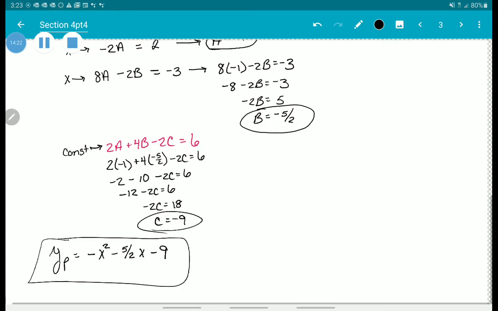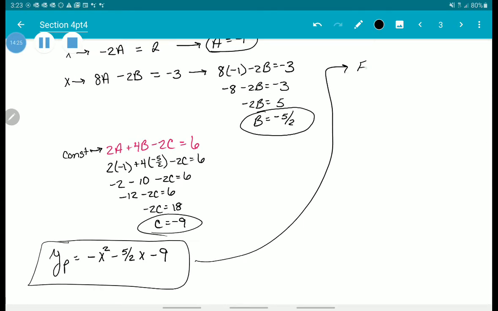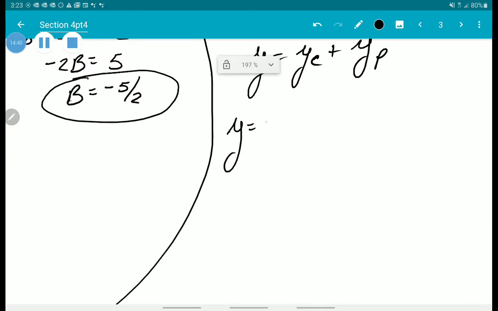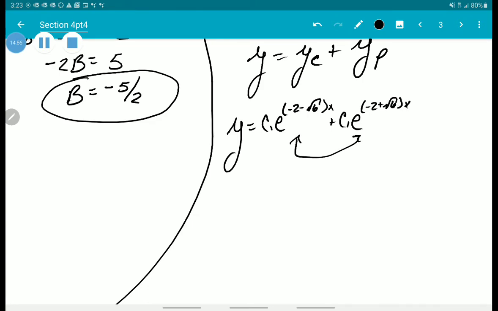So let's talk about what the final solution is going to look like. The final solution is always going to be the complementary plus the particular solution. So for us, our y is going to be that complementary, which was c1 e to the negative 2 minus square root of 6 x plus c2 e to the negative 2 plus square root of 6 x. And I may have had those transposed in the other one. It doesn't matter. You can add in any order. Plus this particular, which is minus x squared minus 5 halves x minus 9.